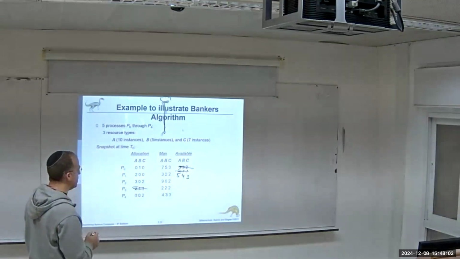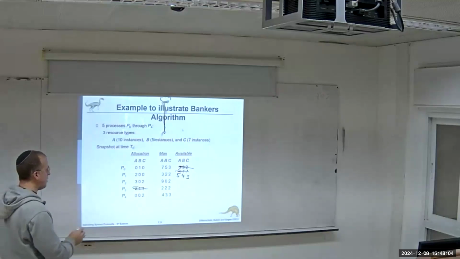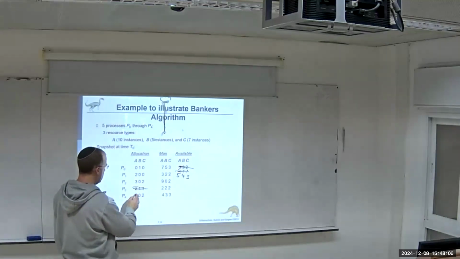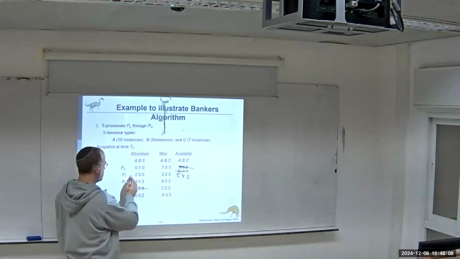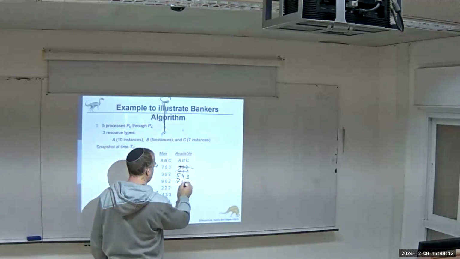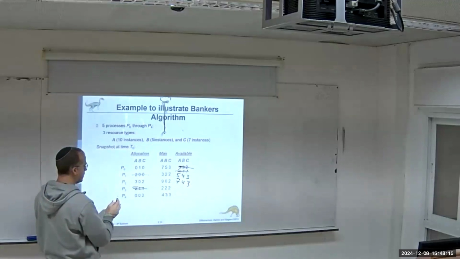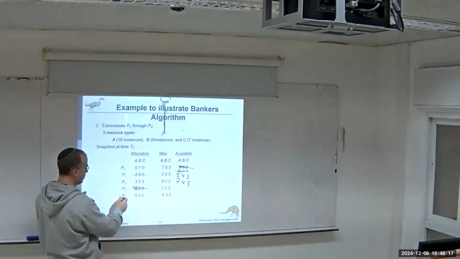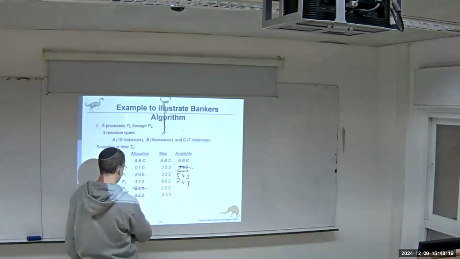Now with 5, 4, 3, we can definitely fulfill P1 for sure. So let's fulfill P1 and we'll add a 2 over here. So we get 7, 4, 3. And now with 7, 4, 3, we could definitely do P4. So we can do everyone.